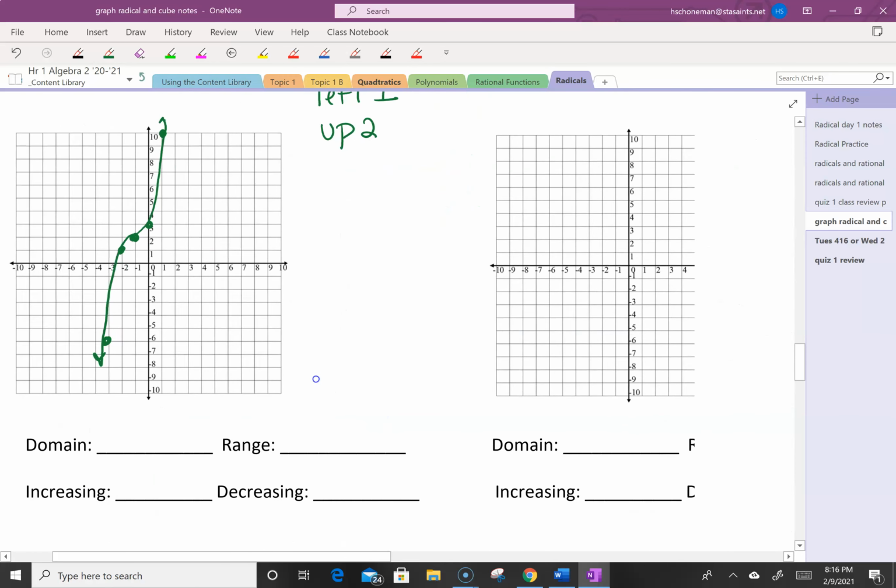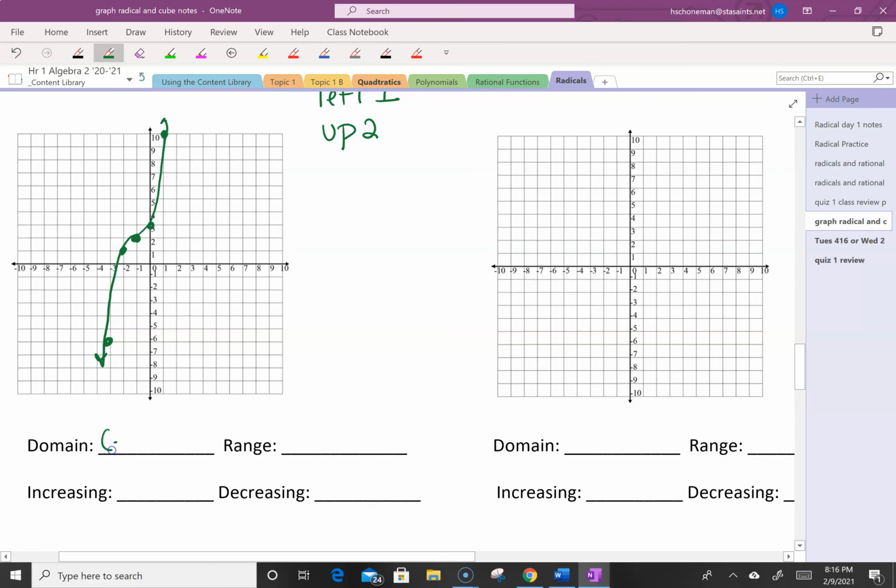Now remember, this part's easy. On a cube, the domain and range is always negative infinity to infinity. This graph is always going up from left to right, so it's never decreasing. So it's increasing from negative infinity to infinity.